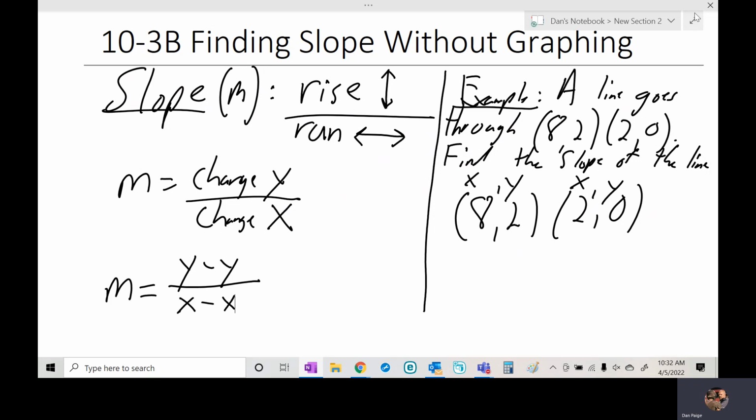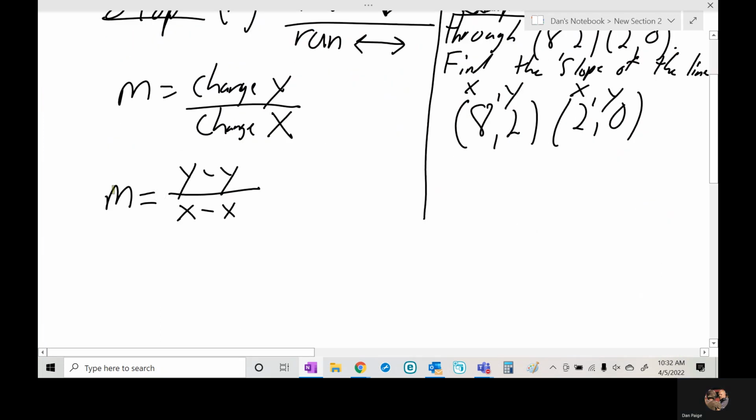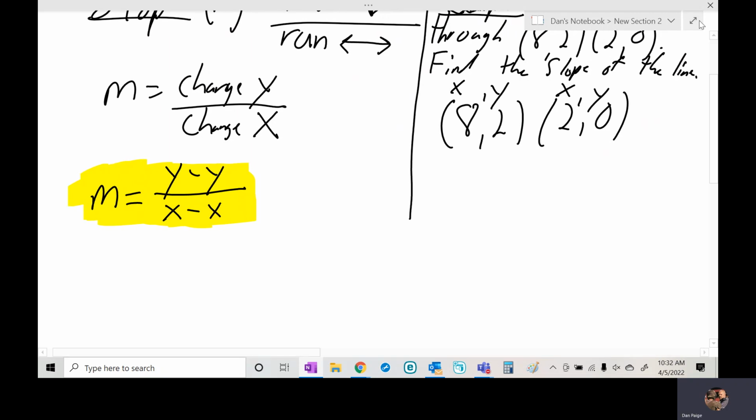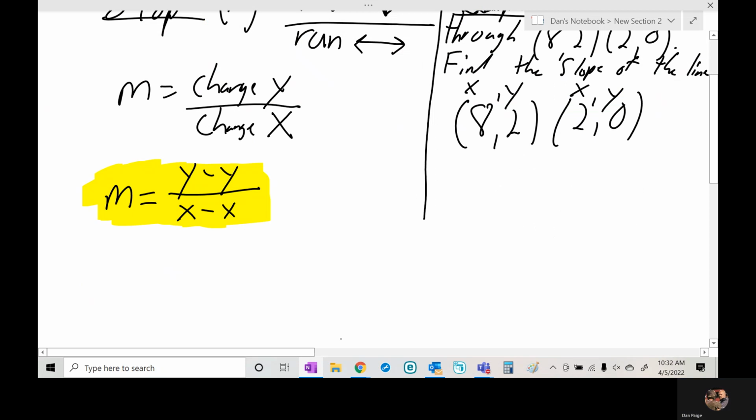This formula, I'm going to highlight it. This is what you're going to be using: y minus y over x minus x. This is what we're going to be using to do the homework. And then we'll do some examples of it, and then we'll talk about some weird examples that could happen.